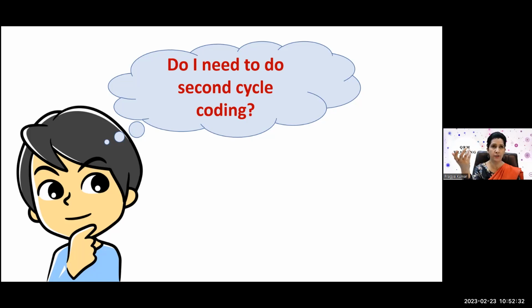A very important question: do I need to do a second cycle coding? Yes. What will be the answer? Garima is writing yes. No other yeses?